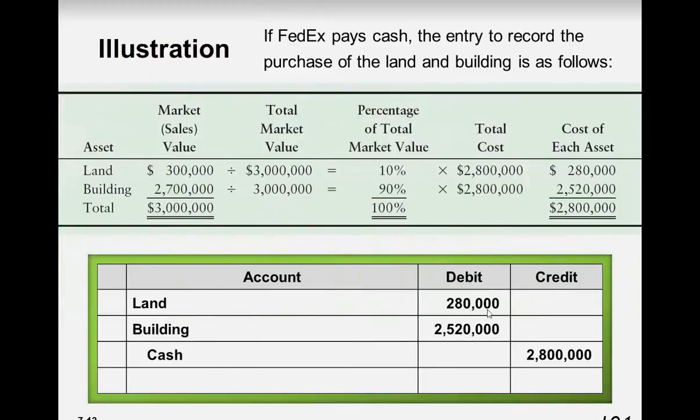Land is an asset. We have more land. Assets increase on the debit side. Building is an asset. We have more building. It's an increase in our building account. Again, assets increase on the debit side, and we spent cash. Once we spend the cash, which is an asset, we have reduced cash, which means it's a credit.